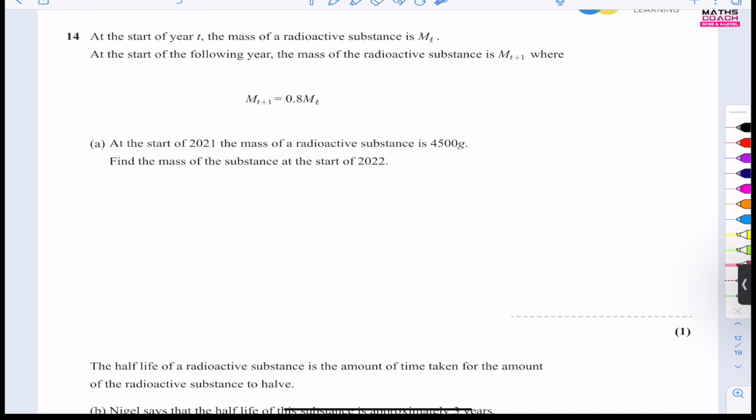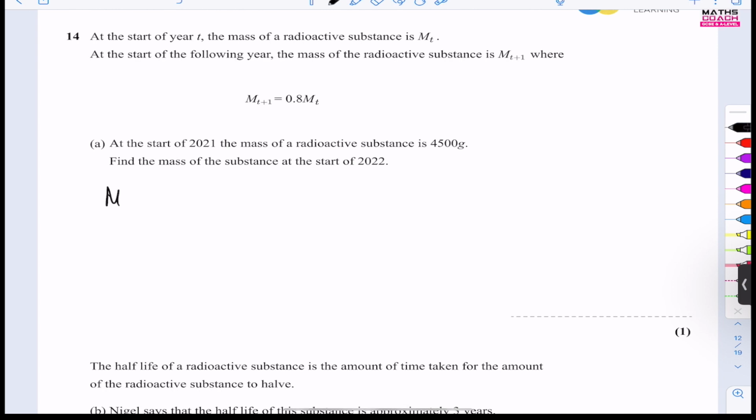Question 14. At the start of year T, the mass of a radioactive substance is MT. At the start of the following year, the mass of the radioactive substance is MT plus 1, where MT plus 1 is equal to 0.8 MT. At the start of 2021, the mass of a radioactive substance is 4,500 grams. Find the mass of the substance at the start of 2022. Right, so that's 1 year later.